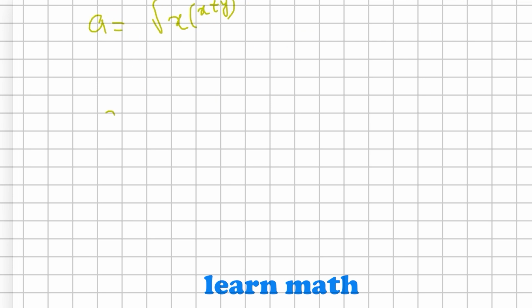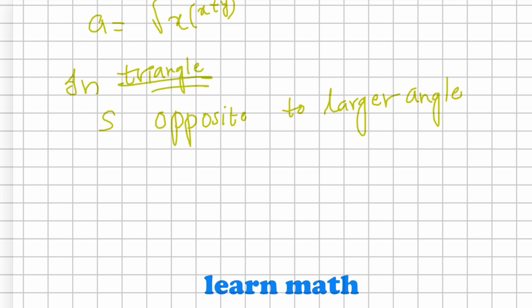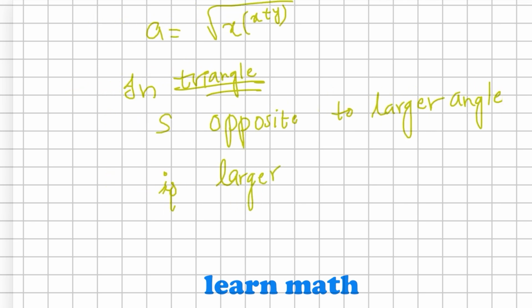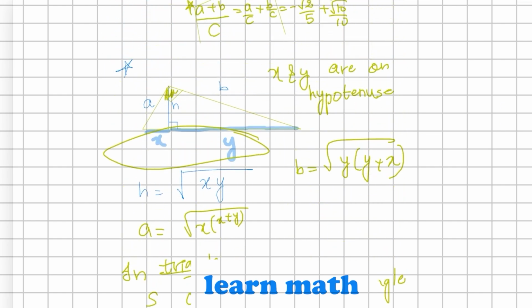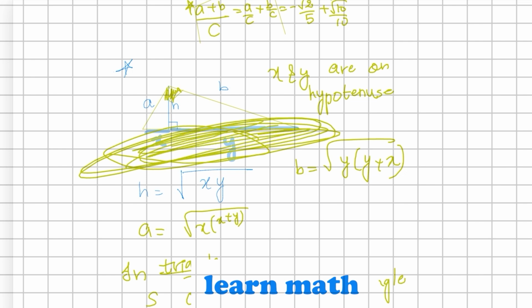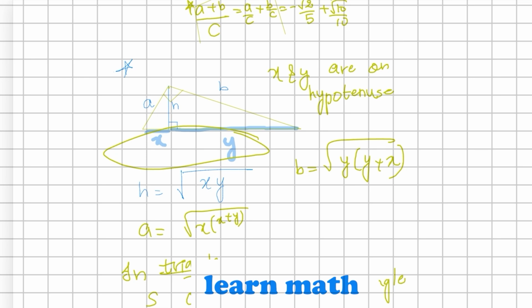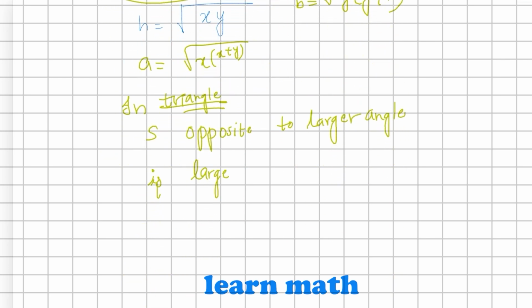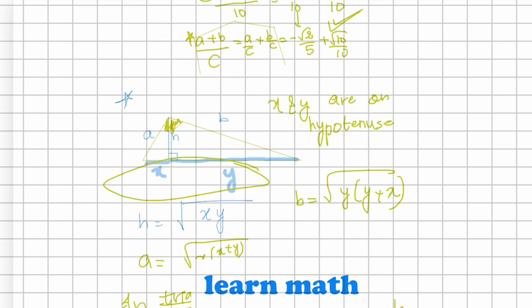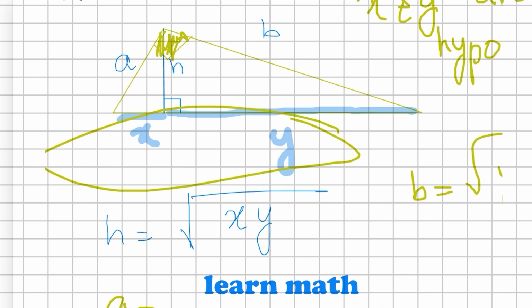The thing is, the side opposite to the larger angle is larger in a triangle. 90 degrees is the largest angle, so the corresponding side is this one. So this is the concept. B is the square root of y times y plus x, and A is the square root of x times x plus y.